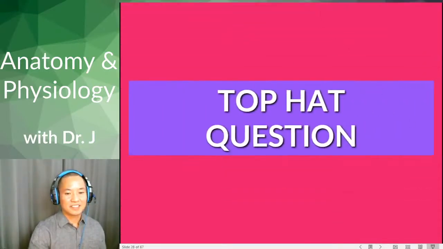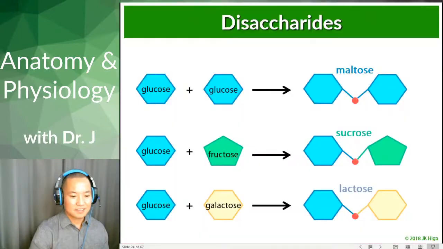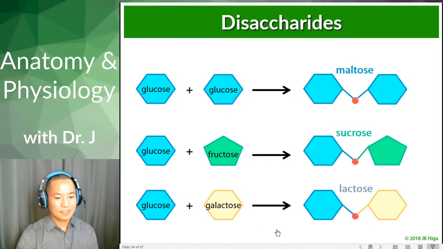Okay, so finally we get to Top Hat. These reactions I'm showing here, look at this middle reaction. Glucose plus fructose equals sucrose. In terms of that reaction, what best describes this reaction? So let's open it again. Okay, let's see how everyone did.